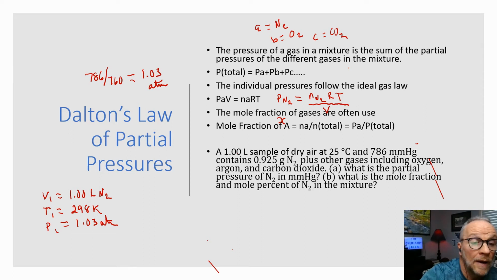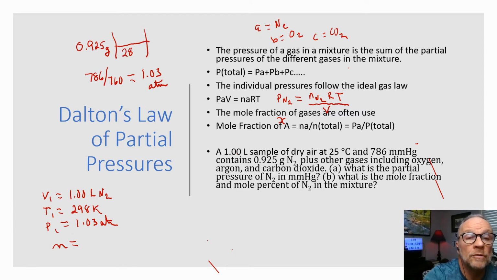Okay. And then we're given n here in a tricky format. We'll have to change our grams to moles. So we're given 0.925 grams of N2. Nitrogen's 14 grams per mole times 2 gives us 28 grams per 1 mole here.